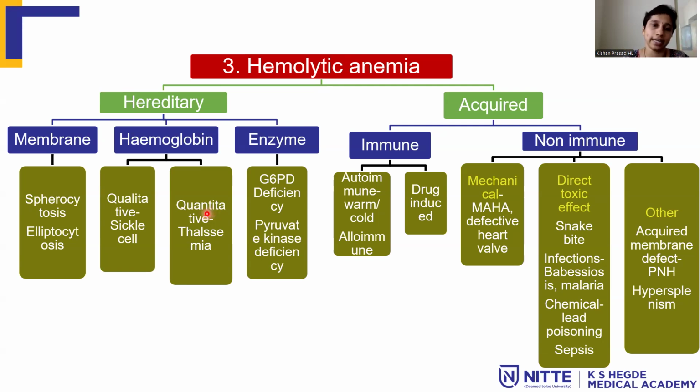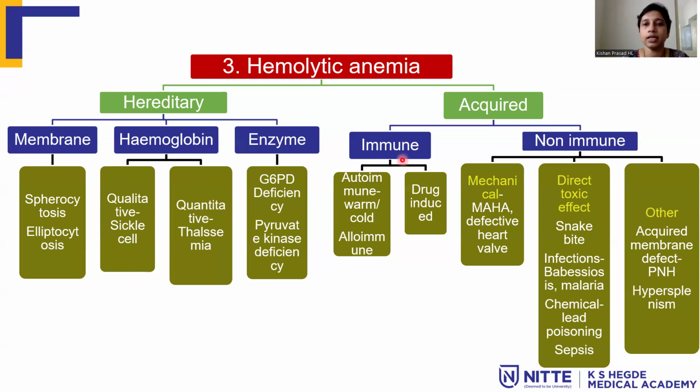So that is quantitative. Then we have enzyme defect. In that we have two disorders, anemia due to G6PD deficiency or pyruvate kinase deficiency. All these come under hereditary hemolytic anemia. The next group is acquired anemia. In acquired, we again have subtypes, immune or non-immune.